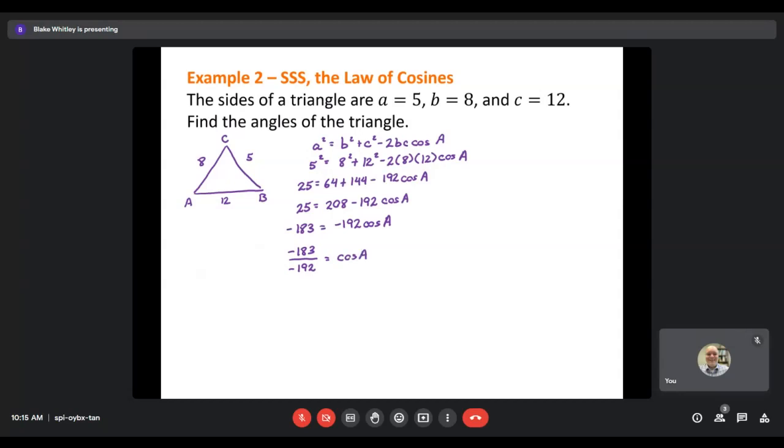And then recall, if you're looking for the angle and you're trying to get rid of a cosine, we can use our inverse trig function. So I'm going to take the inverse cosine of 183 over 192, and that should give me my angle. Notice here, I just canceled out the negatives. That's why I was able to make both of those positive. Make sure you're in degree mode in your calculator. We do inverse cosine, 183 divided by 192, and when we do that, we should get 17.6 degrees.